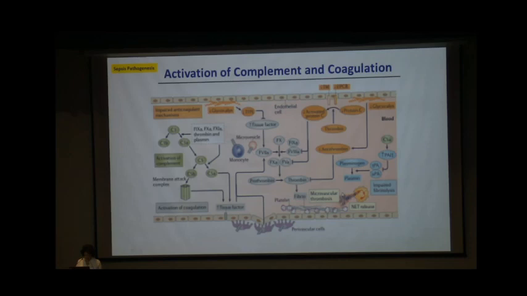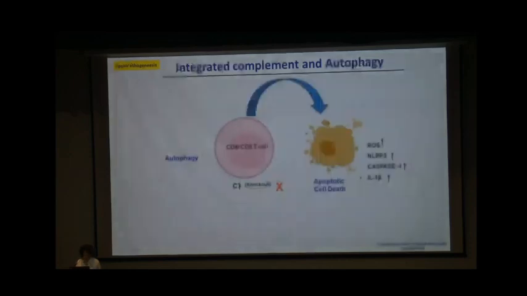So there is an interplay between complement and autophagy. What happens when there is a CD4 and C3 deficiency? This is in mice. They have seen that the autophagy, whose main marker is ATG16L, is down-regulated because of the apoptotic NLRP3, caspase-1 and IL-1 beta.